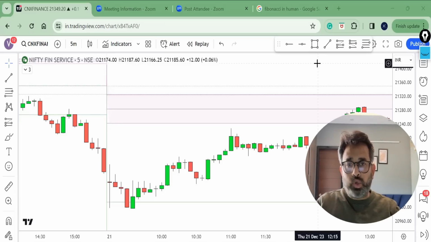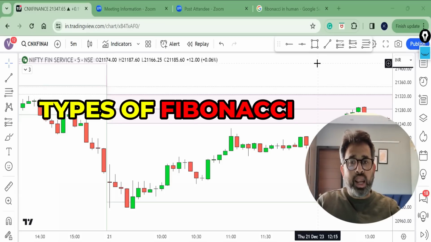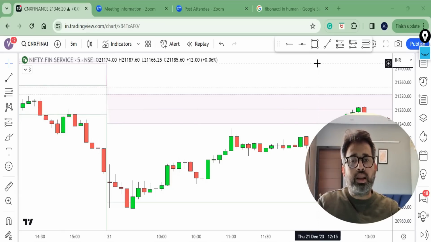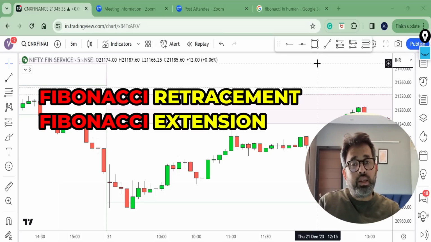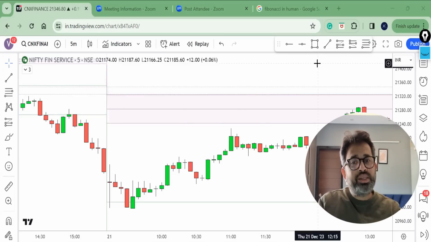Now let us discuss the second thing, the types of Fibonacci. There are many types, like Fibonacci retracement, Fibonacci extension, Fibonacci application, Fibonacci fans. But the most popular are Fibonacci retracement and Fibonacci extension. Since I don't use Fibonacci extension, I use only Fibonacci retracement. That's why in this video you will see me discussing only Fibonacci retracement.